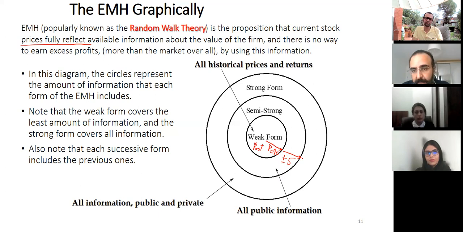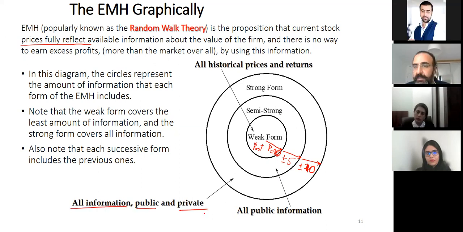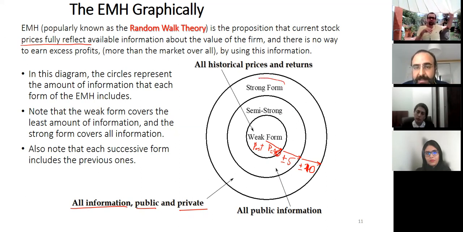And finally, the last form of the market is the strong form, which, for example, might go up or down, but I'm just picking the numbers. There is no pattern in the market, in the numbers. Let me just increase this to 10. And as you can see, if it's a strong form, then I have all information, public and private. Therefore, if the market is the strong form, no insider trading can be happening in that market.